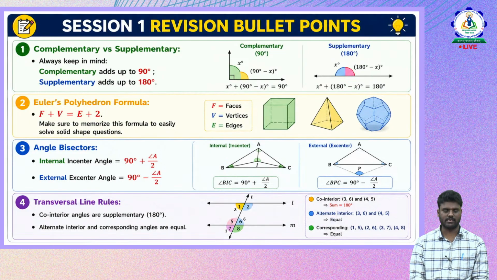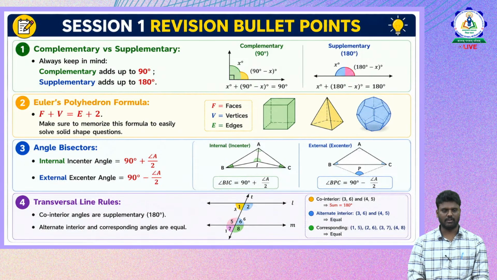And also we have discussed the angle bisector concept, where the internal incenter angle and external excenter angle. The formula is 90 degrees plus root a by 2, where a is the angle opposite to the incenter angle. For the excenter, 90 minus a by 2, or b by 2, c by 2, based on the excenter.